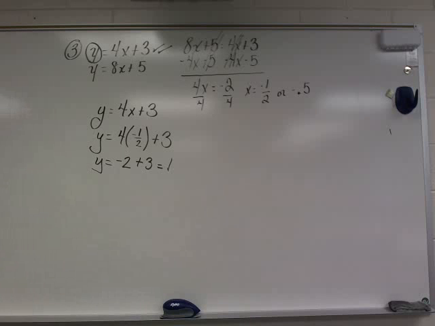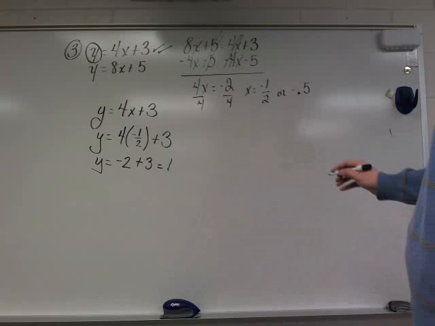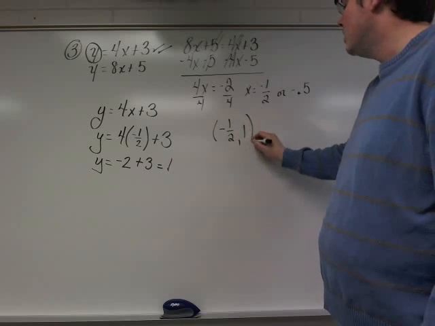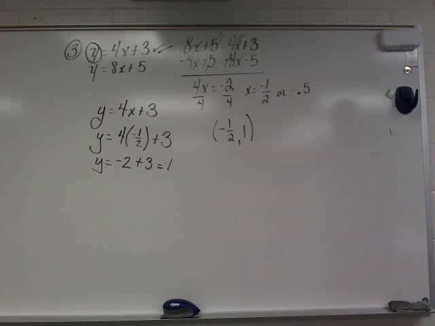Now it's just a matter of me writing my solution. Again, solutions have to be written as x comma y. So negative 1/2 comma 1 is the solution to the system of equations. That's the value that works for x and y in both equations. It will make the left side equal the right side, or if we graphed it, the point at which these two graphs would intersect is at negative 1/2 comma 1.